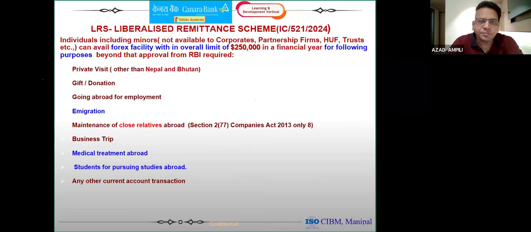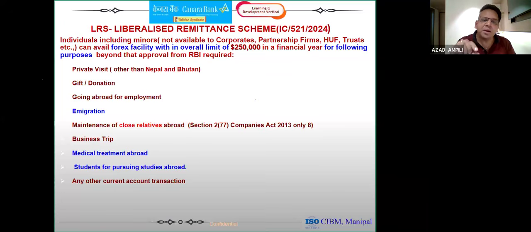LRS. LRS means Liberalized Remittance Scheme. So we residents, for whom this is applicable, can send foreign currency abroad. How much? $250,000 in a financial year. What are the requirements? I require a PAN card for that. If a PAN card is there, I can send. So what document am I supposed to give to the bank? Form A2 I am supposed to give.